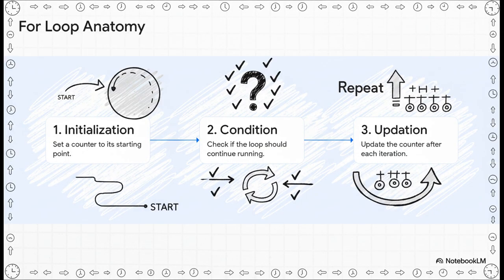And every for loop has this neat little 3-part structure. First, there's the initialization. That's where you set up your counter, like setting it to 0. Second, you've got the condition. This is what the loop checks every single time to see if it's done yet. And third, there's the update. This is what changes the counter after each pass, usually by adding 1. So it's this really elegant cycle: start, check, update, and repeat.